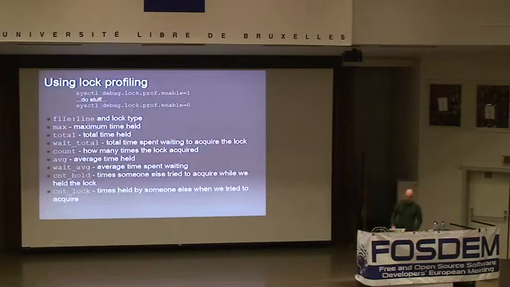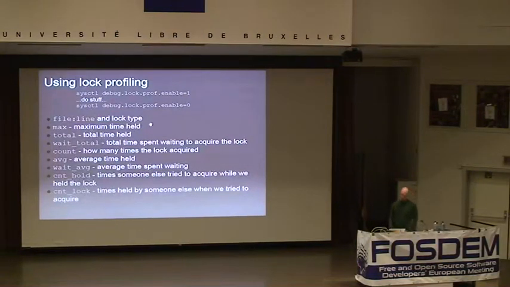Okay, so how do you use this? You enable a sysctl, do your workload, and then turn it off. And there's another sysctl I'll show on the next slide, which dumps the output. But the data that's recorded are things like the file and line in the source code where the lock operation was defined, either the mutex acquire or the SX acquire or so on.